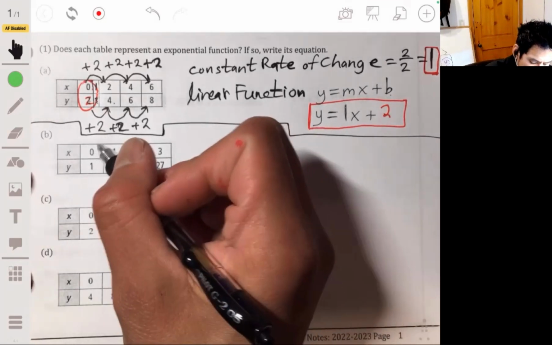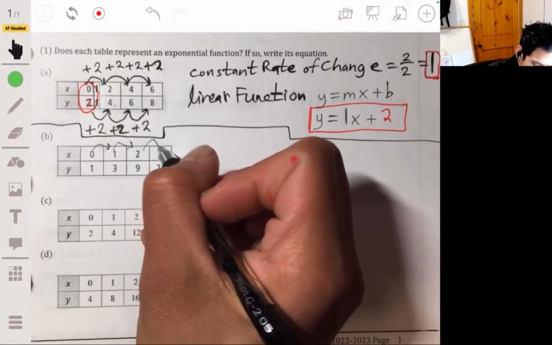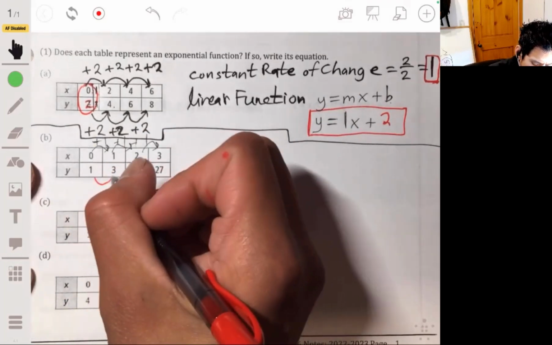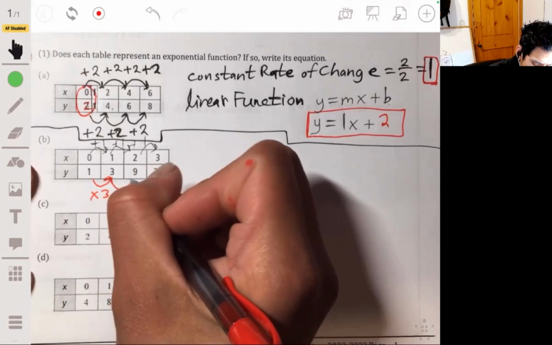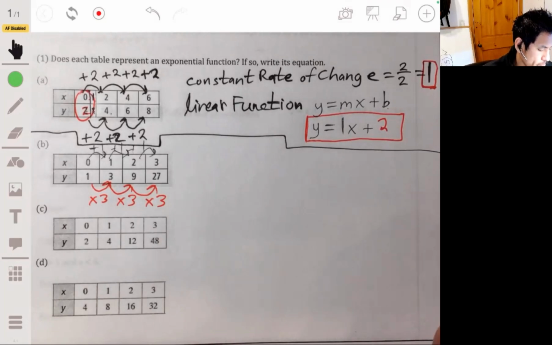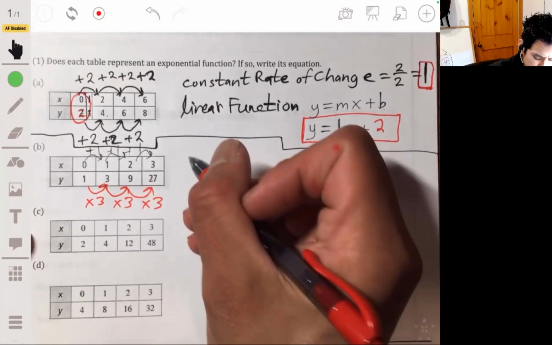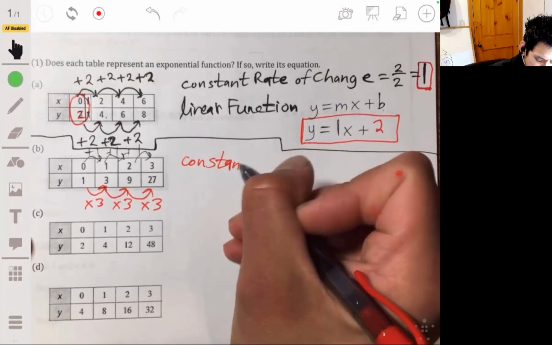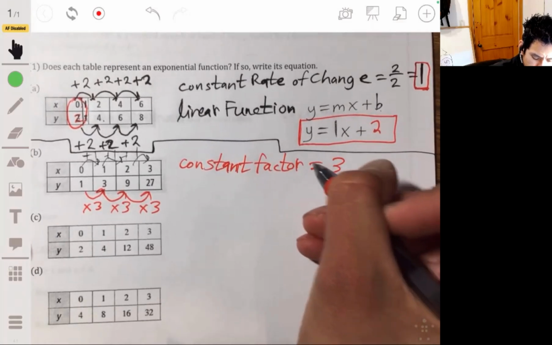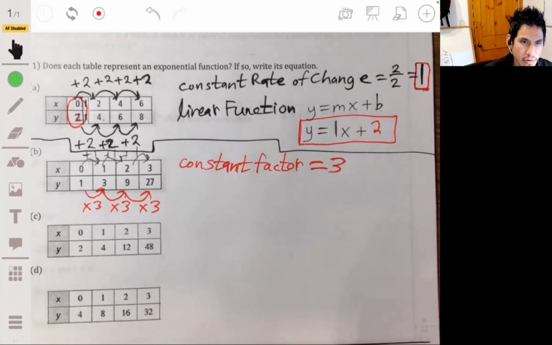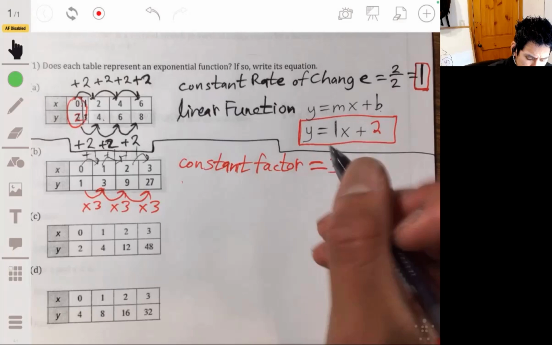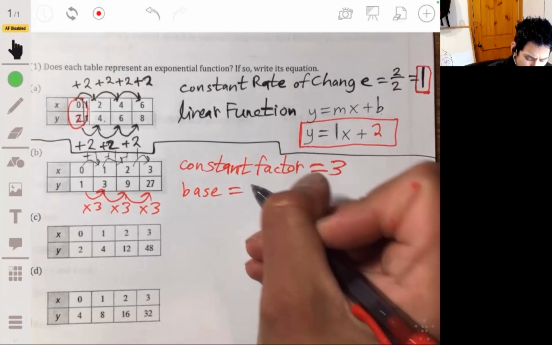Next, we got x changing by 1 each time again, so that's all good. But the y values, wow, they're multiplying by 3, then by 3 again, then by 3 again. And so we have a constant factor, which is 3. That's what we mean by exponential. It's being multiplied by the same number over and over. This constant factor is the base. So the base b is equal to 3.